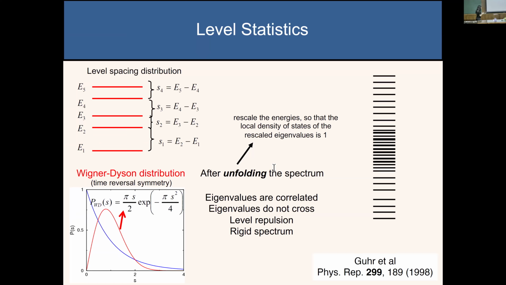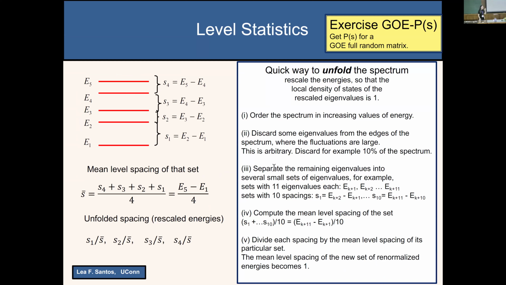So to unfold, and this I learned with Israelev, this simple method to unfold, this was in 2003. Israelev is one of these old guys studying chaos. The idea is here. If you want, I can write on the board. It's like a recipe. You have the levels ordered from the lowest to the highest. So that's item one. Item two, get rid of the levels that are at the edges of this spectrum because they usually have a lot of fluctuation. So what we do is like 5% or 10% of the levels at the edge, we just throw them away.